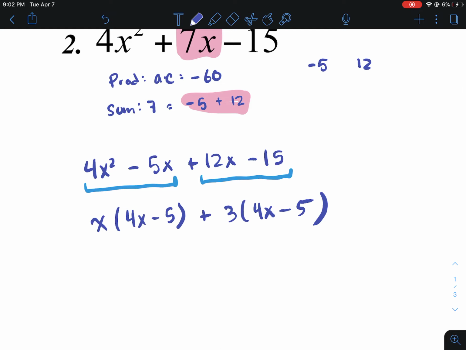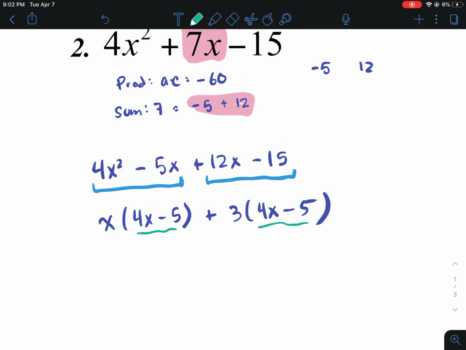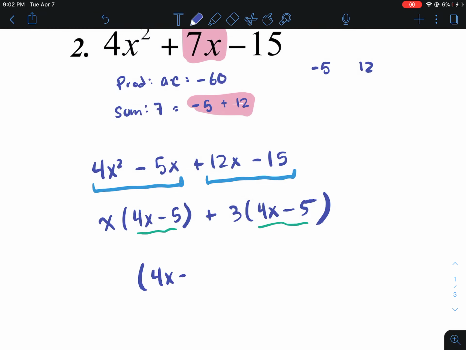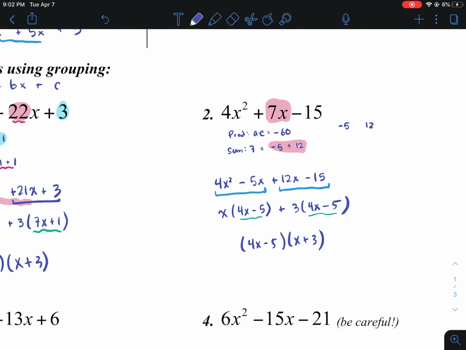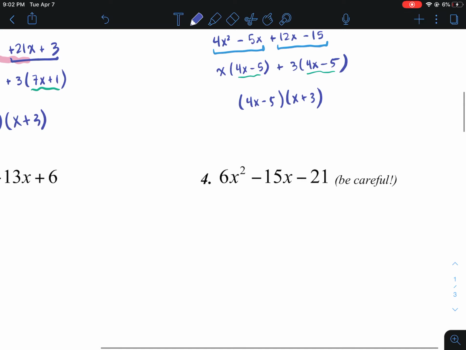Well, actually, I think it is factorable. If this works, then it's definitely factorable, so it's a good way to check your work. Okay, GCF is 4x minus 5. So when we factor out the 4x minus 5, we are going to be left with x plus 3. Cool beans?